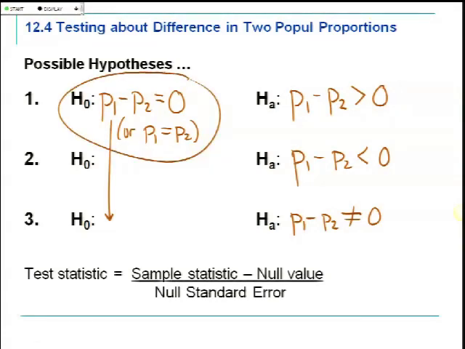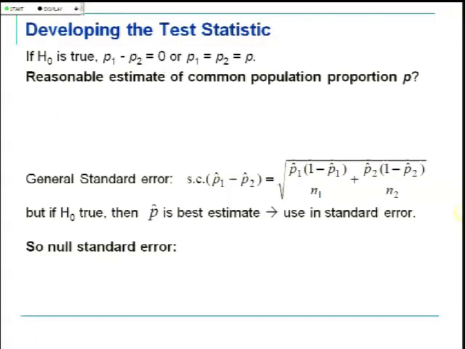In doing a test, we always assume H-naught is true. So we have some kind of null value to work with. If H-naught is true, top of the next page, 104, a little ways down. If H-naught is true, P1 and P2 are the same. There is no difference between them.